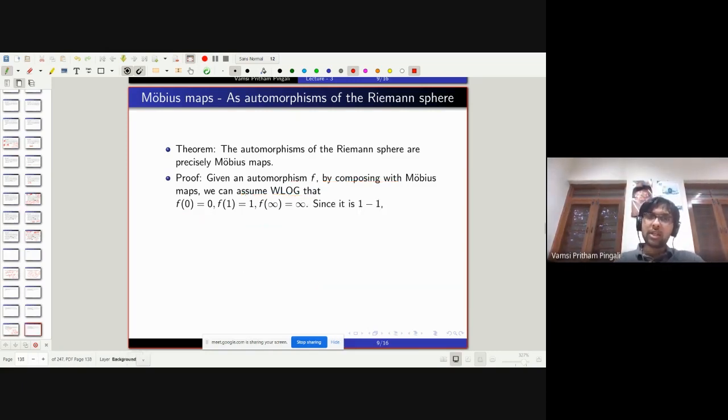Now, since it is one-to-one, f is an entire function. So, what is the meaning of this phrase? What is the meaning of this phrase?